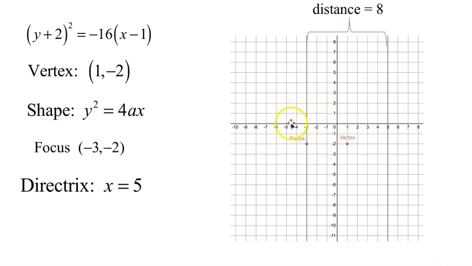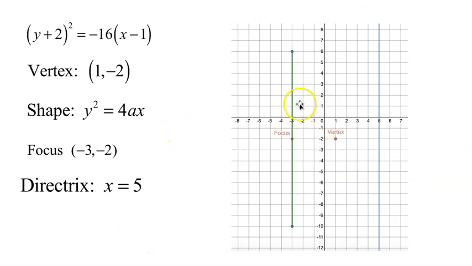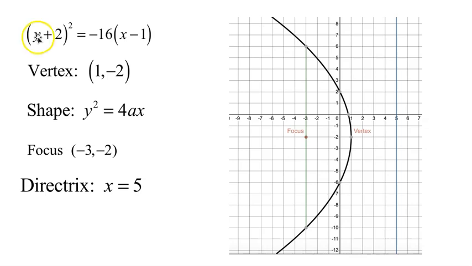The distance from the directrix to that line is 8. So I also need 8 units from the focus, 8 units this way, 8 units that way to find 2 other points on the parabola. So you can see where it's going to be, negative 3, 6, and negative 3, negative 10, 8 units away. So there are the 2 points that give me the endpoints of the latus rectum. That's all I need to construct my graph. Start at the vertex, through that point, to go ahead and get our graph. That's the graph of y plus 2 quantity squared equals negative 16 times x minus 1. And that will conclude this lesson.